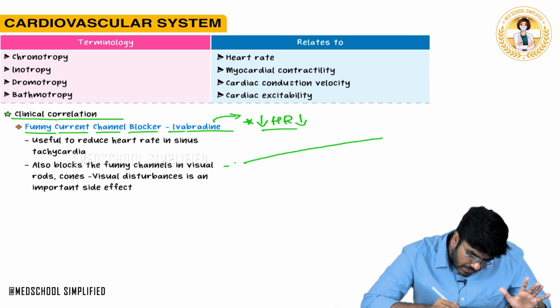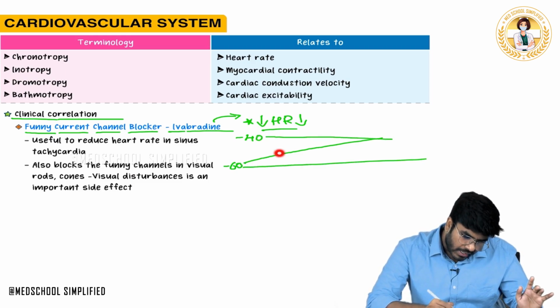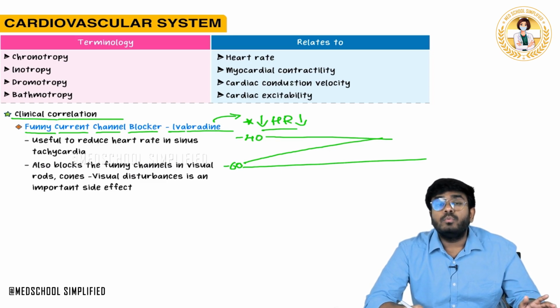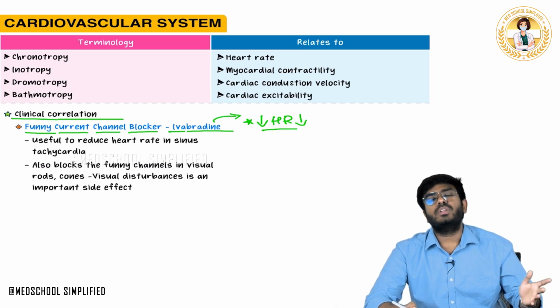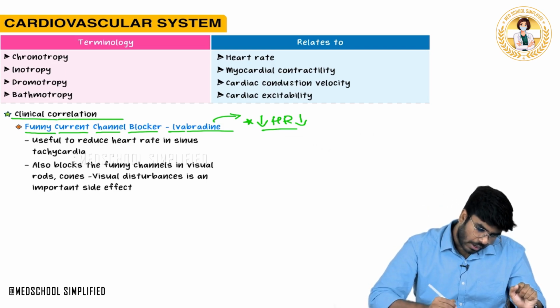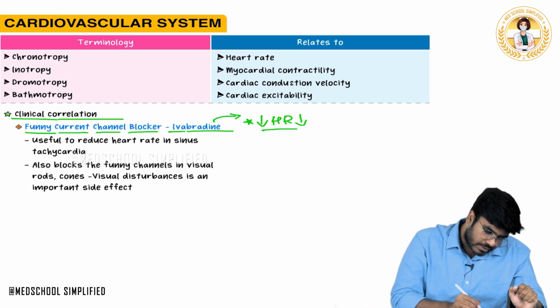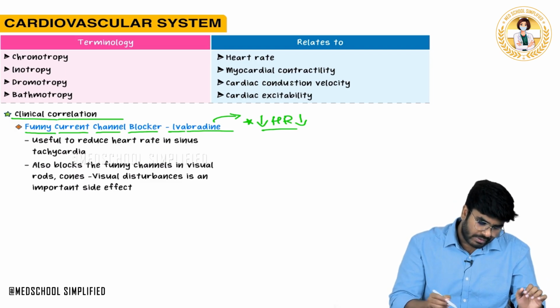So from -60 to -40, it's taking a lot of time for the pre-potential to move towards the threshold potential. So automatically the action potential duration increases and the heart rate decreases. That's how ivabradine works. It's useful to reduce the heart rate in sinus tachycardias. Whenever there is tachycardia, you have to decrease the heart rate by giving drugs like ivabradine.